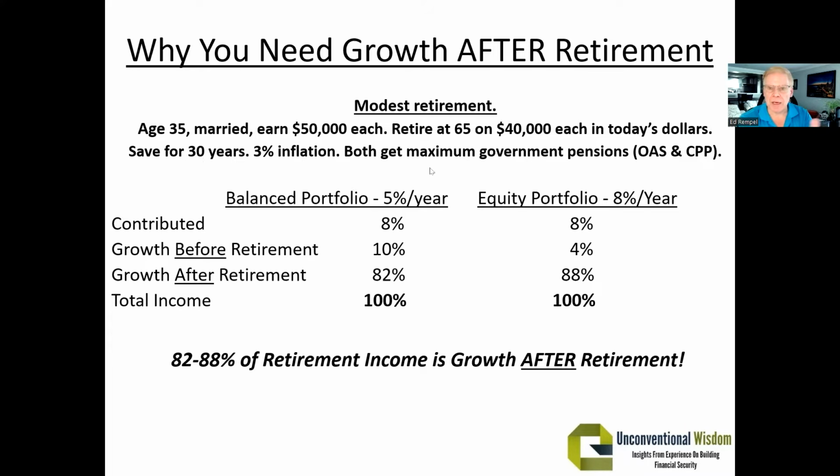And so the income that you get, if you have a balanced portfolio when you retire, this is an equity portfolio. So the income you get from age 65 to 95, rising by inflation, 8% of it comes from the money you originally put in. Between 4 and 10% comes from the growth before you retire. 82 to 88% comes from growth after you retire, and that's how you get it. So this is why it's so important to keep having growth.